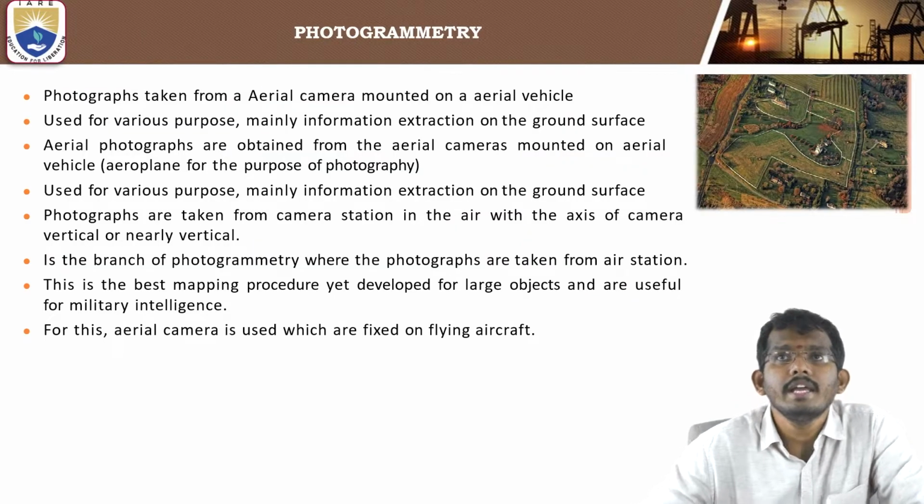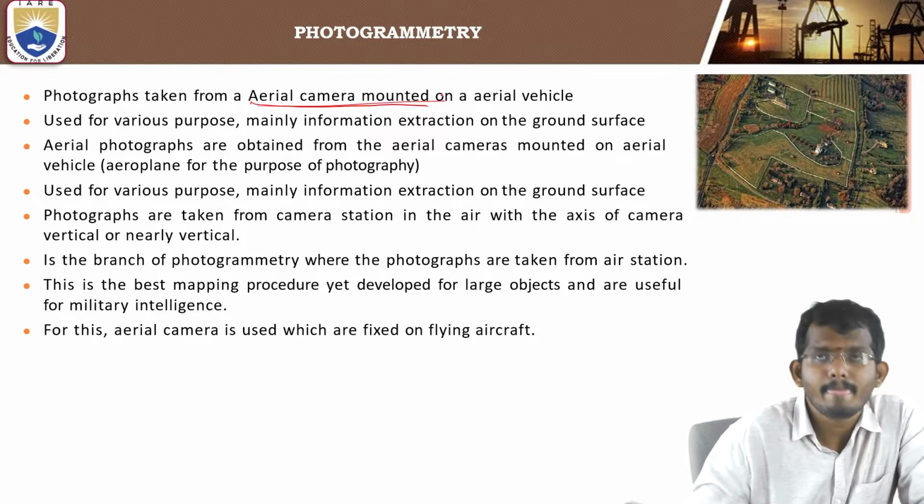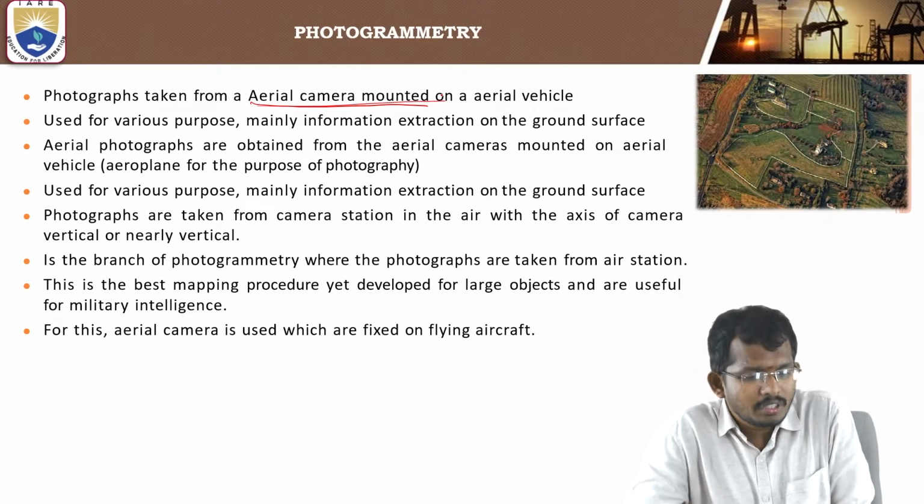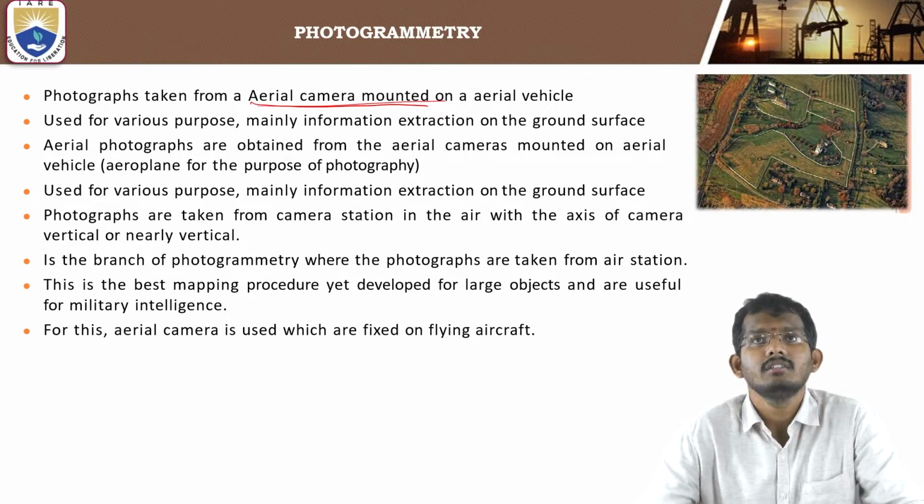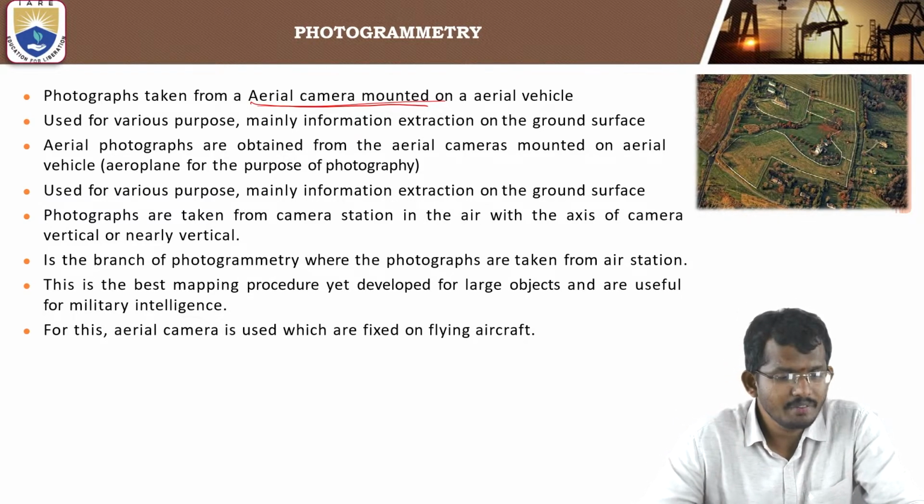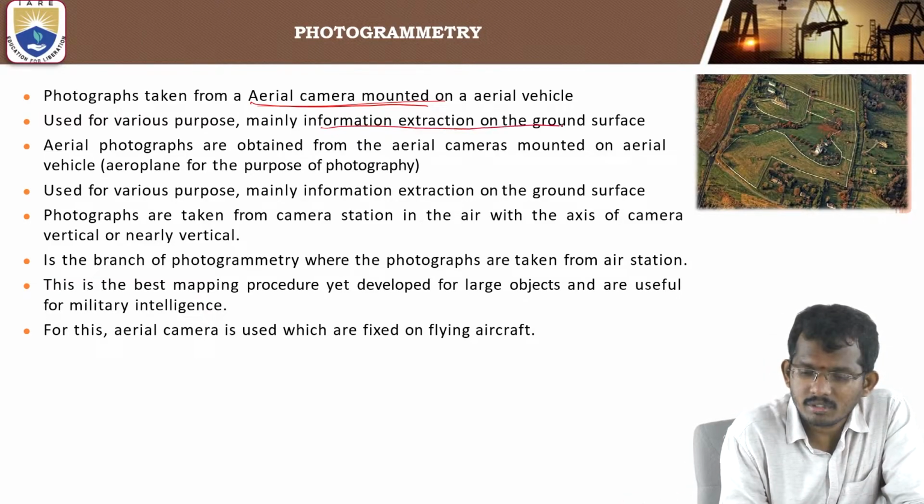Now we go for the aerial mounted camera, or aerial photogrammetry. The second type is photographs taken from an aerial mounted camera on an aerial vehicle. Photographs are used for various purposes, mainly extraction of information on the ground surface.